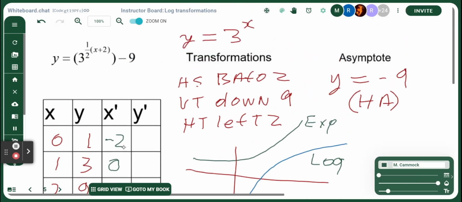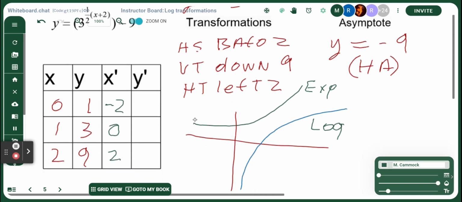Okay, for the y's now, what's happening? There's only one thing going on with the y's, the vertical translation. It's a vertical translation down. Good, Nicholas. It's a vertical translation down by 9. What happens to each of my y's? You just subtract. So each y, you're going to take 9 from it. So the first one is going to be minus 8. The second one is, remember, you're taking 9 from it, so it's minus 6. And the last one is going to be 0. All right, so those are my points.